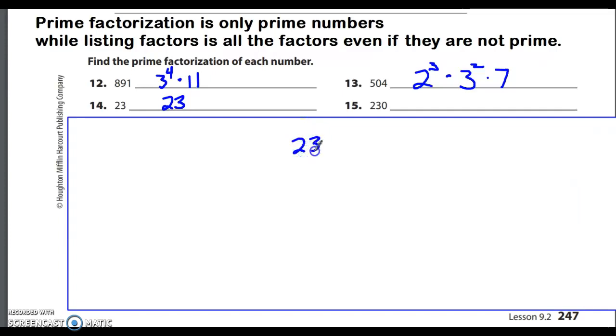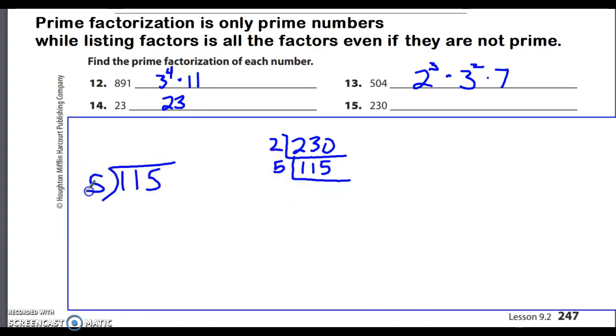230, I'll use another ladder diagram. 230 divided by 2. 2 goes into 230 115 times. What I did there to do mentally was I divided 200 by 2 and I got 100, and then I divided 30 by 2 and I got 15, therefore it's 115. 115 is divisible by 5. I can do this one mentally as well. I can do it by dividing as well.